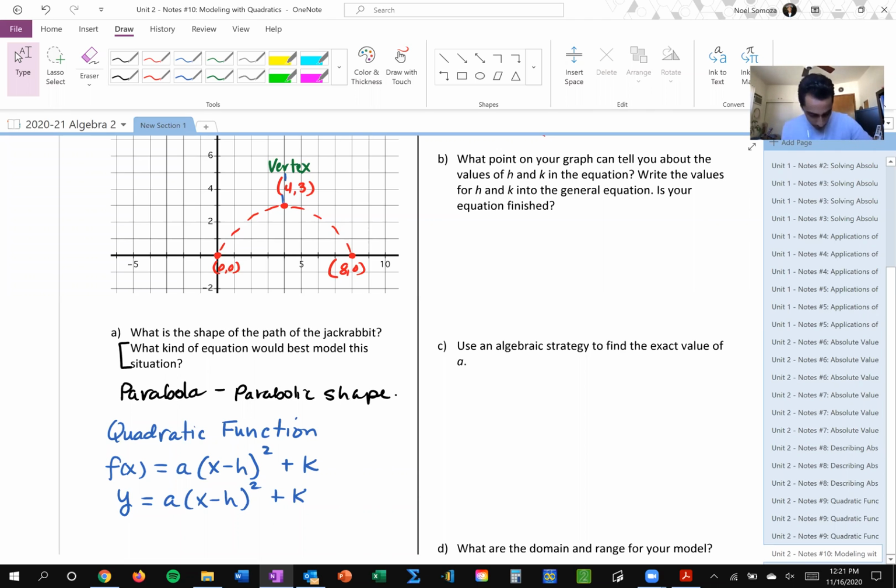Yeah, check it out, right? We know that our vertex is here. Isn't the vertex h comma k? Yeah, so we know what they are already. We just have to plug it in.